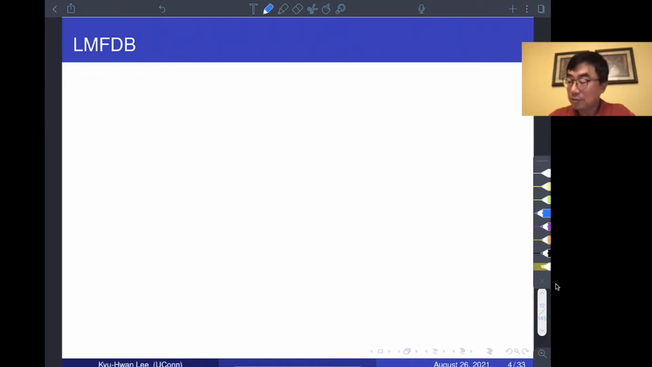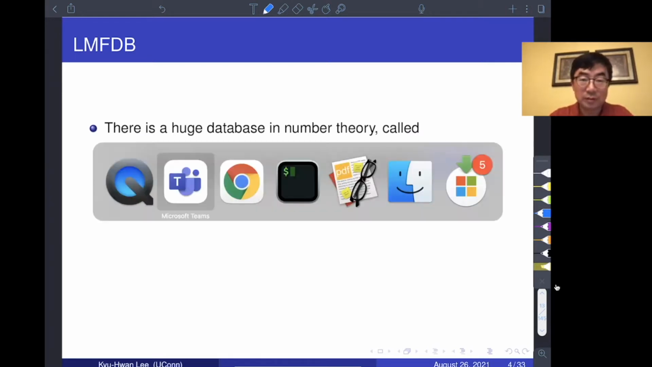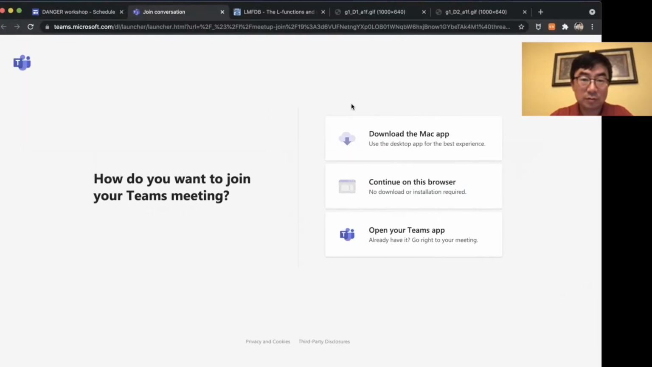As I already mentioned, in number theory a huge database is available thanks to many number theorists and other supporters. The database is called the L-functions and modular forms database, or LMFDB. So let us look at the website here.